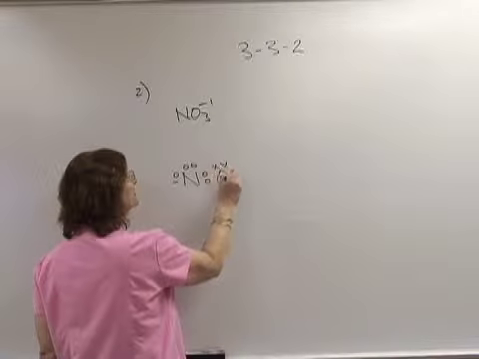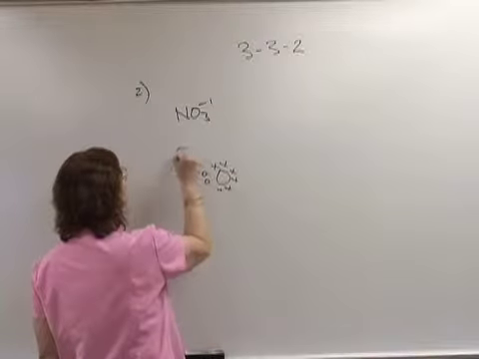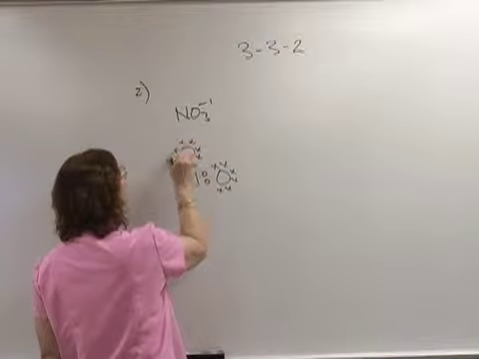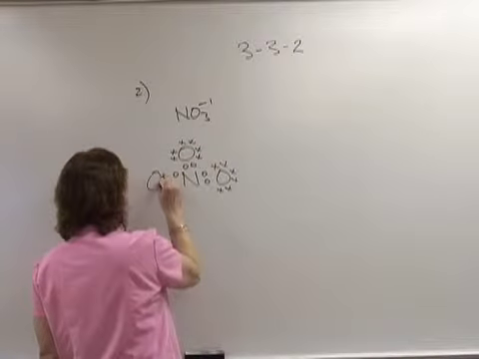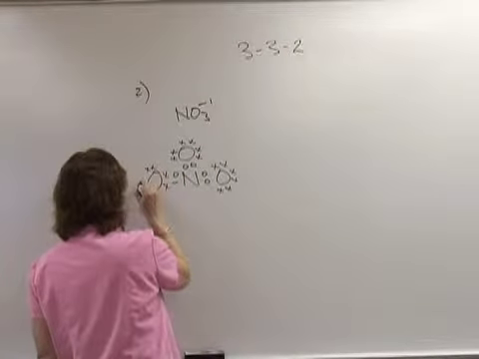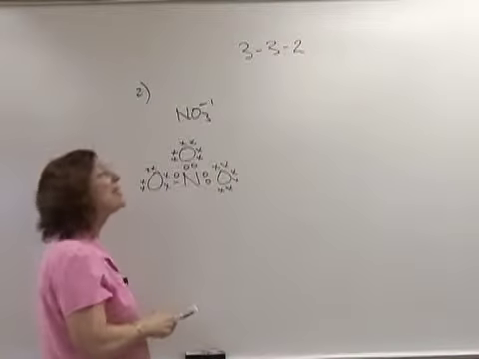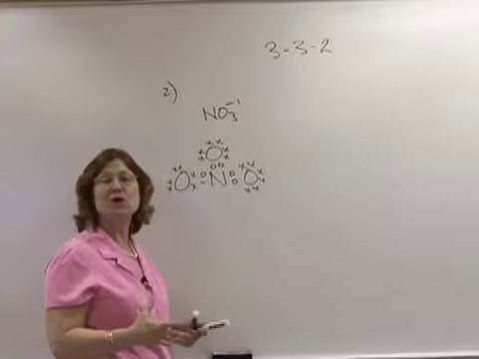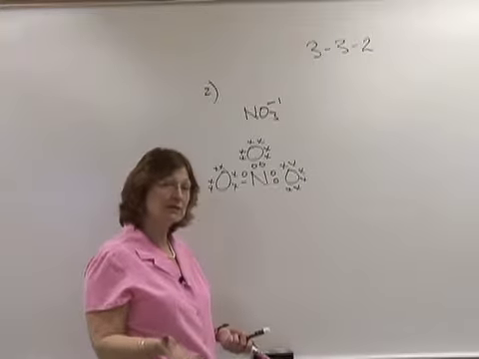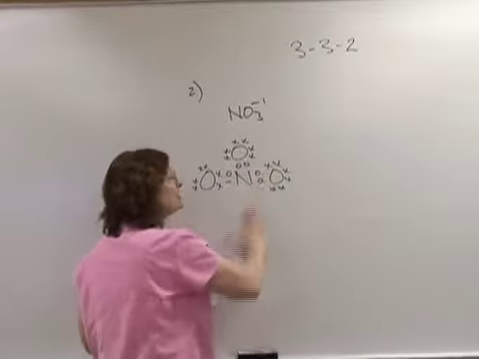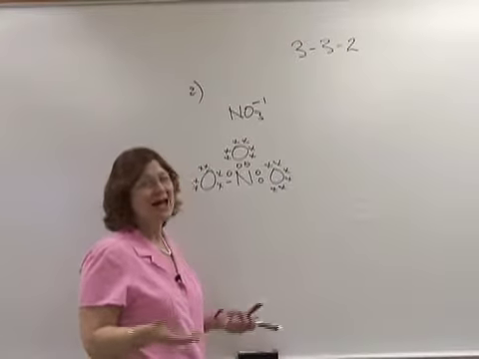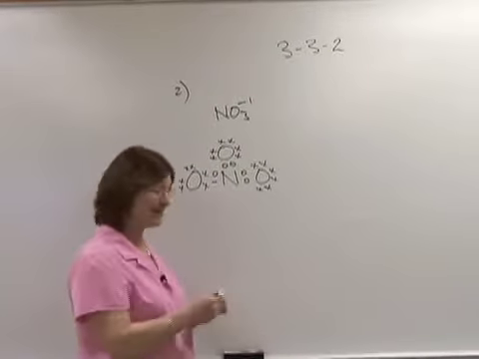Oxygen has six. And this oxygen has six. And notice that now it doesn't matter which electrons go, because they're all the same. All electrons are identical. I just do the little X and O so that I know where they came from. I'm organized that way. I like to see it.